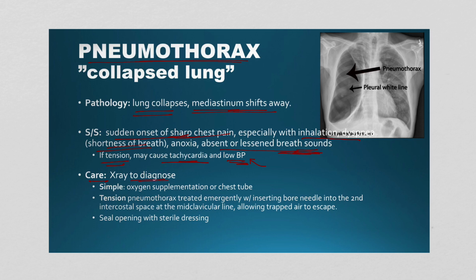It's going to be an x-ray, a chest x-ray for a simple pneumothorax, simple, not complicated, not tension. We can do some type of O2 and then maybe a chest tube.